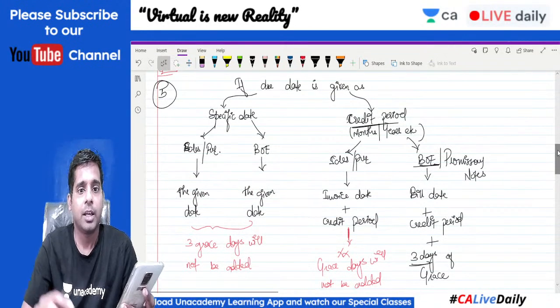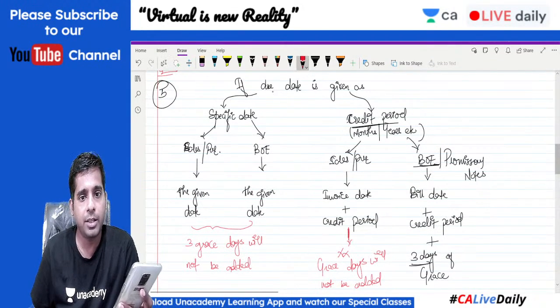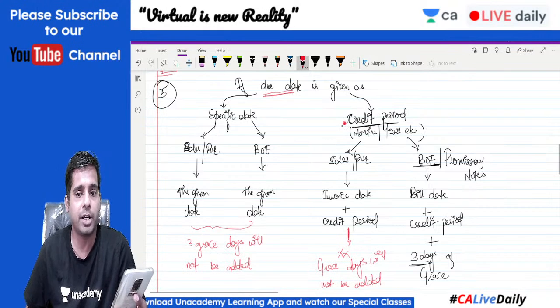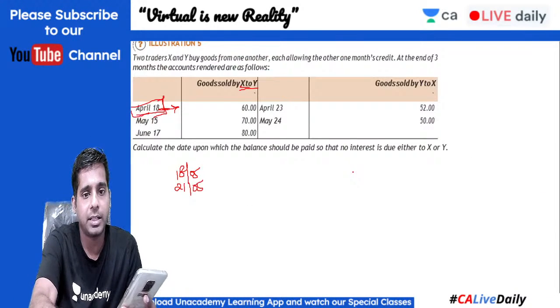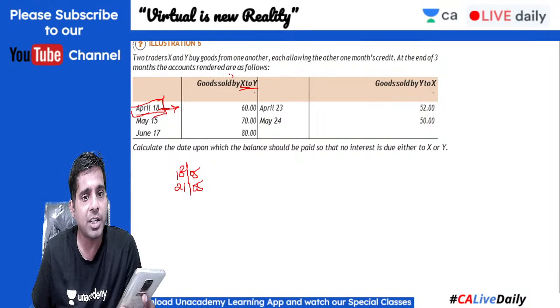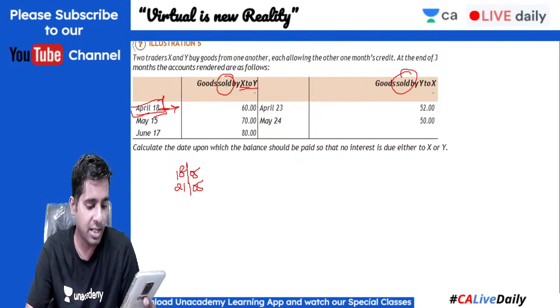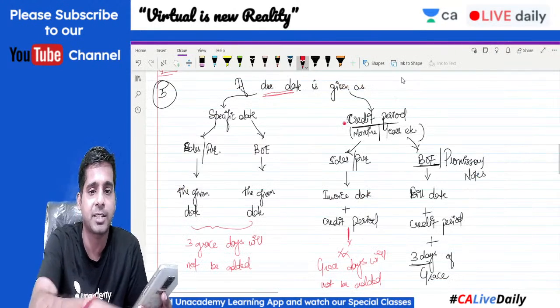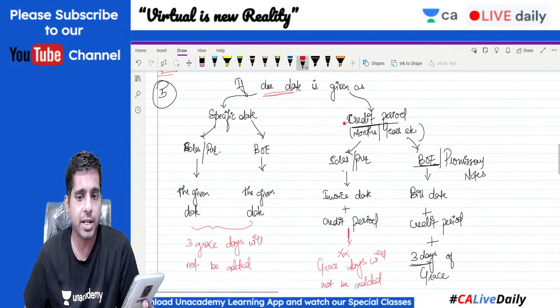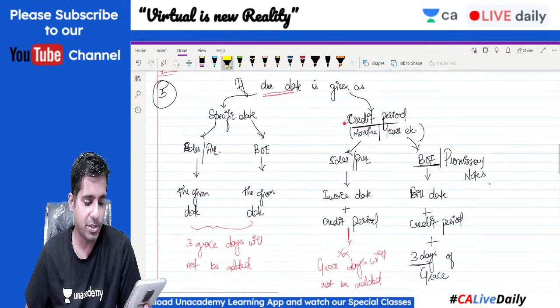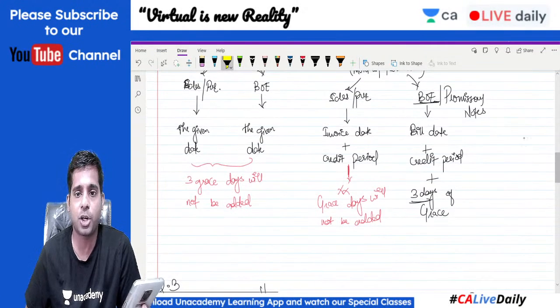See, here due date is given in terms of credit period. In terms of credit period, right? 1 month's credit. But what kind of transaction is this? Sales or purchase transaction, or bills of exchange or promissory note?